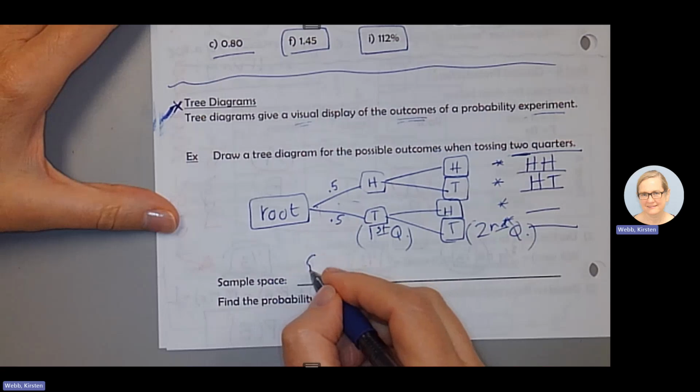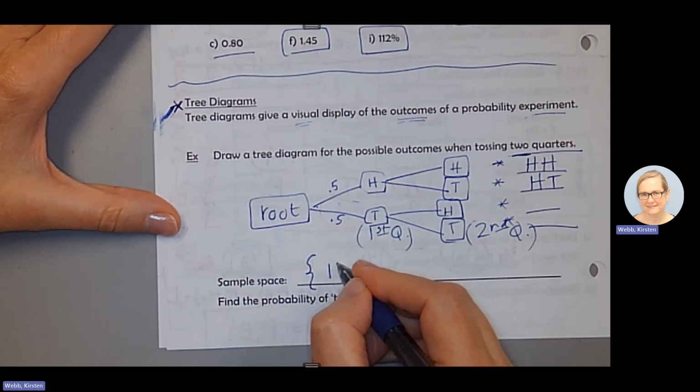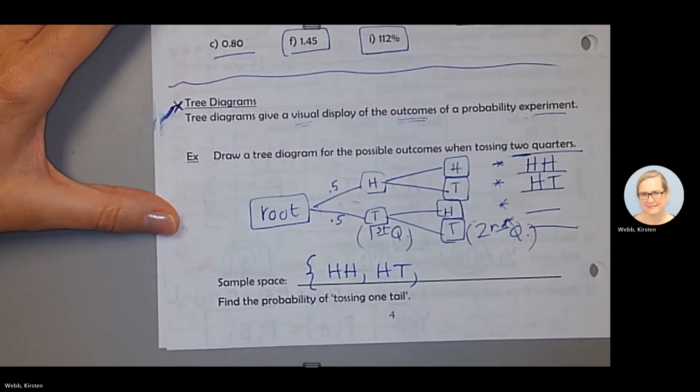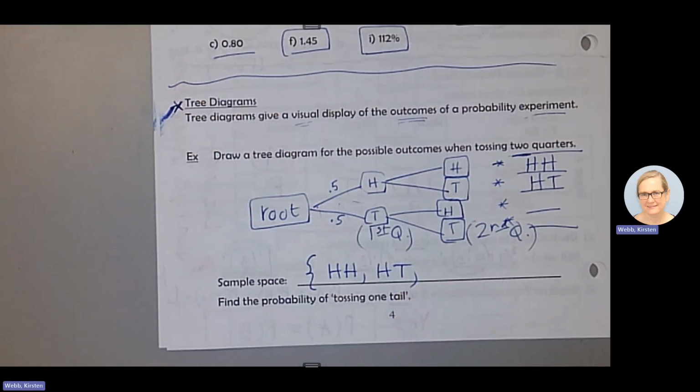All of these together are going to make up our sample space. So if you'd rather, you could write them down here. Got 2 of the 4. Give you a second to fill in the other 2. And notice that they're slightly different.